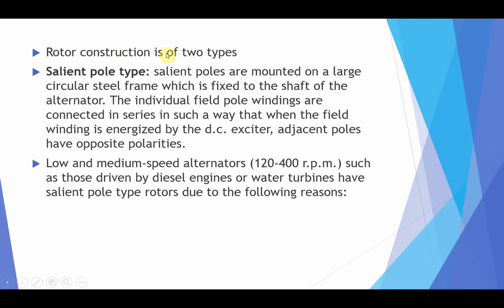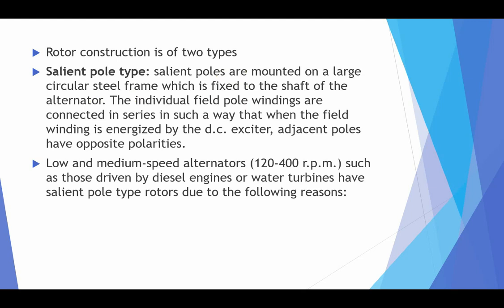Rotor construction is of two types. There are two basic types of rotor construction. In two different ways we can construct a rotor. The first one is the salient pole type rotor. In the salient pole type rotor, poles are mounted on a large circular steel frame which is fixed to the shaft of the alternator.